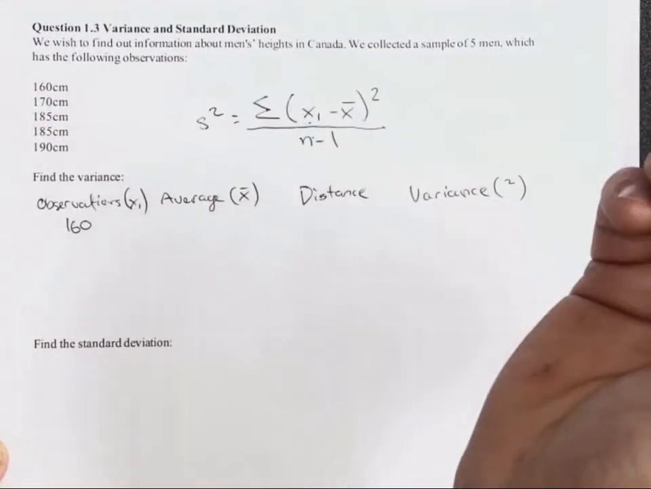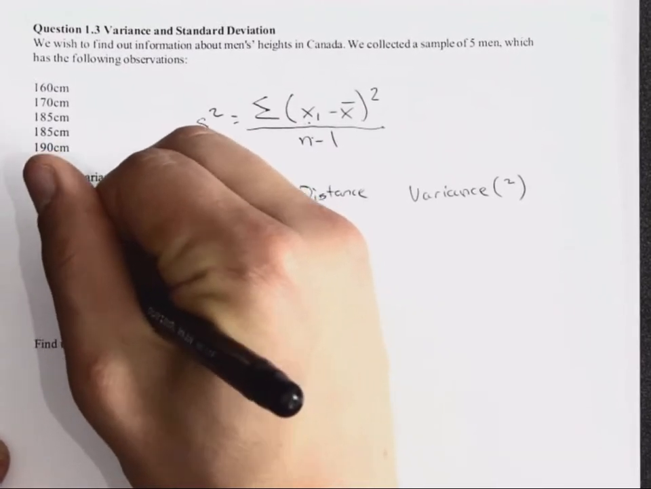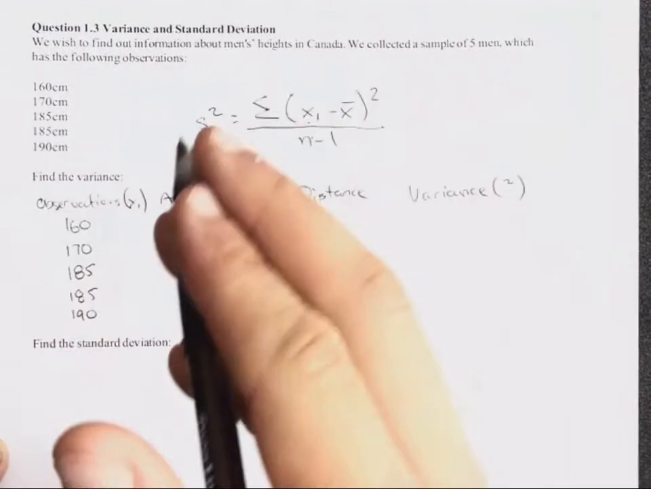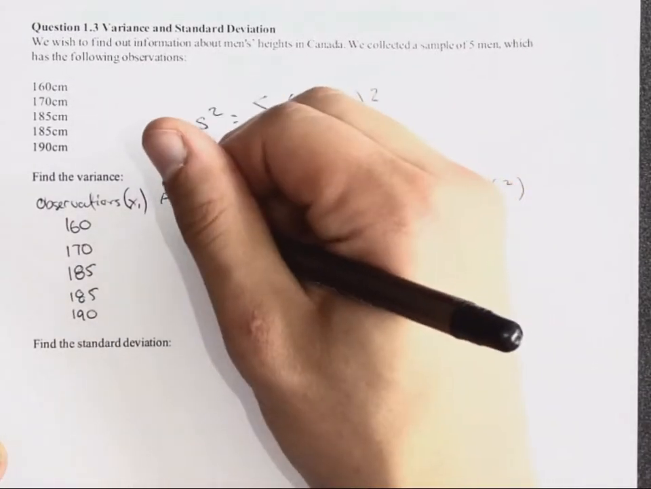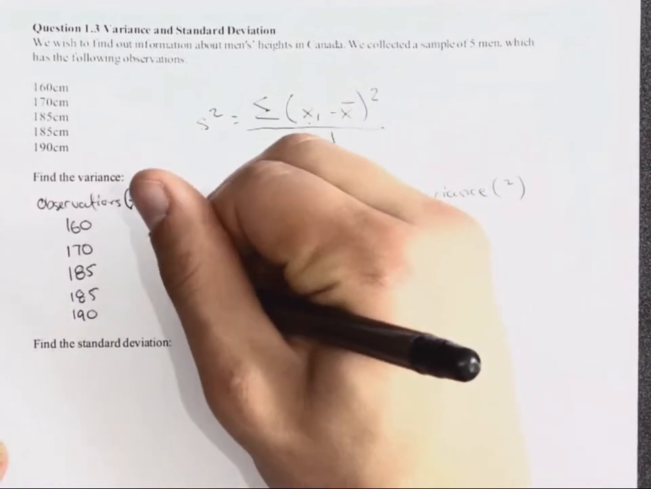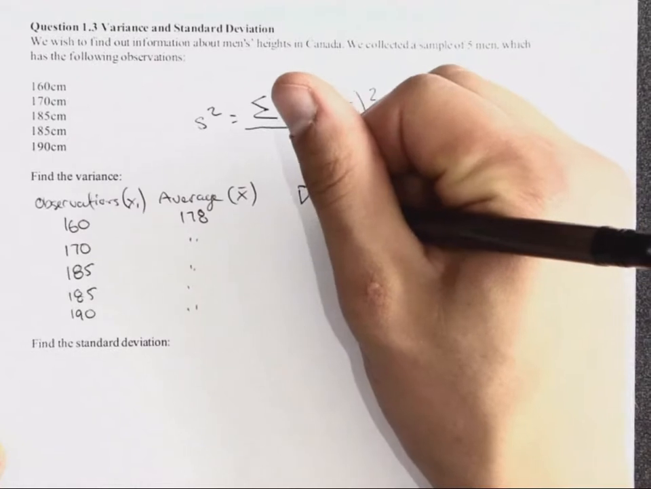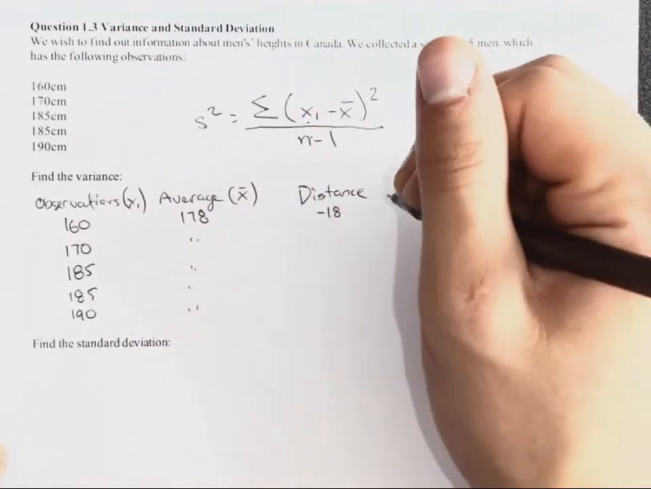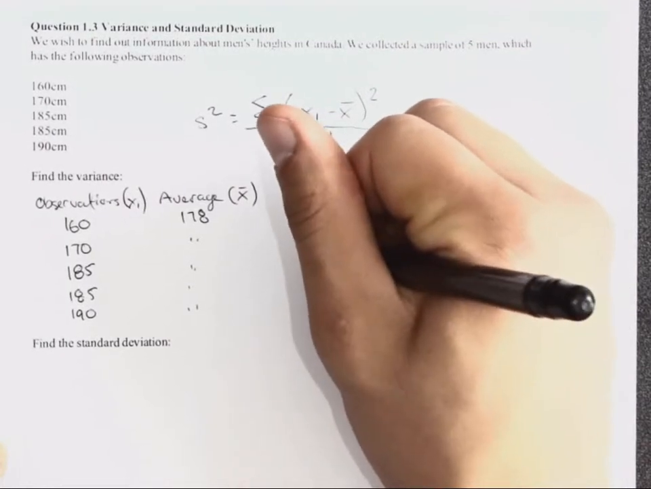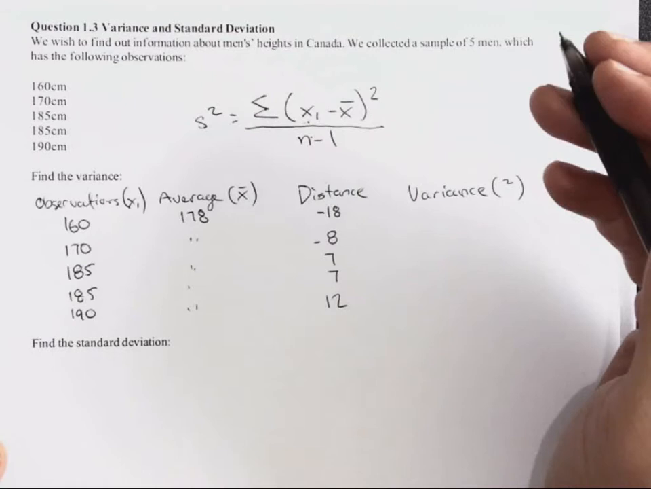So 160, 170, so listing all of our observations, our mean will always be the same, and we have a negative 18 centimeter distance, a negative 8, a 7, 7, and 12.